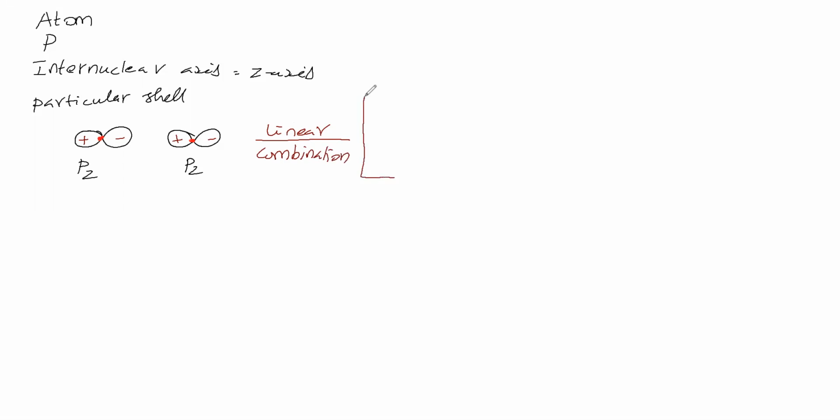Linear combination in the sense one is addition overlap, another one is subtraction overlap. Now these two p orbitals undergo linear combination, that means addition overlap. One p orbital, another p orbital undergoing addition overlap. Now we will give the nucleus of one atom, nucleus of another atom.